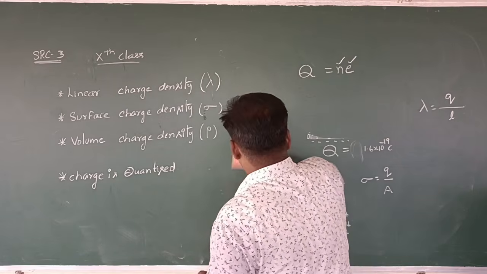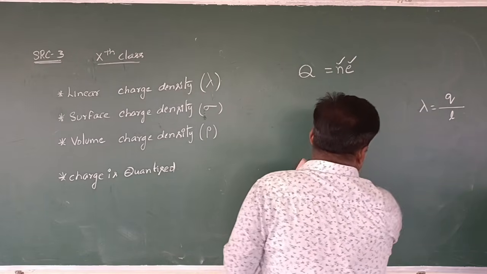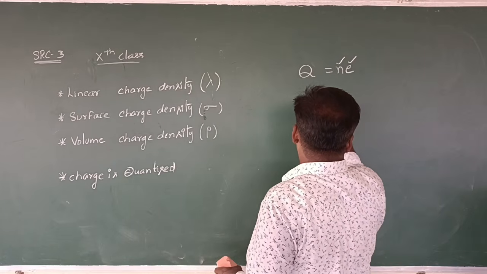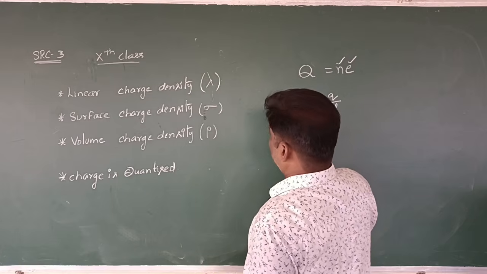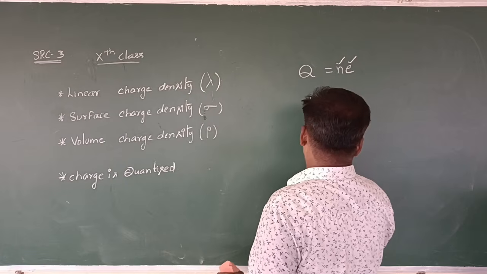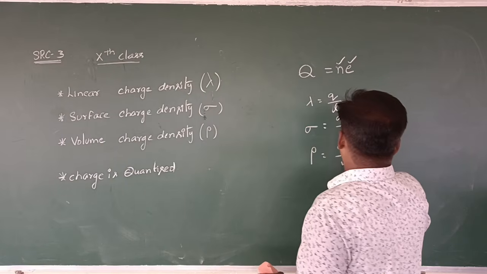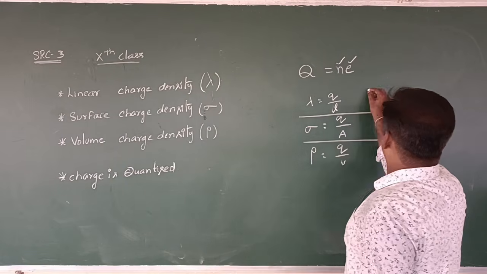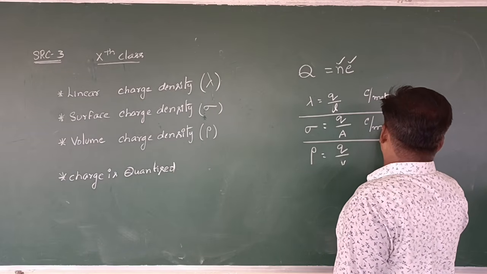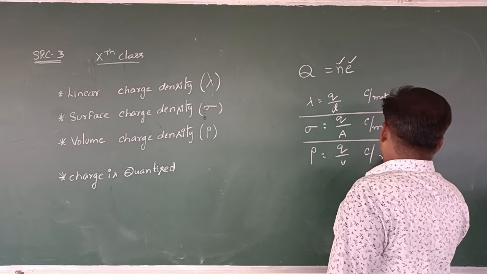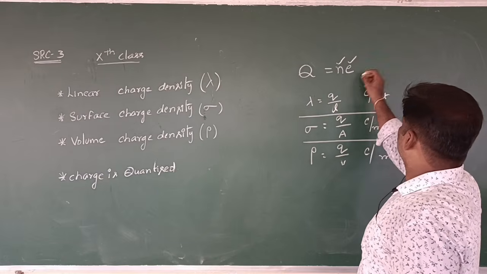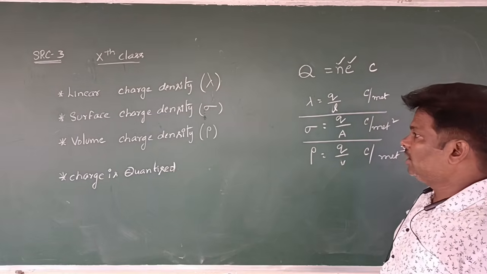Charge is quantized, that is Q is equal to n e, and linear charge density lambda is equal to Q by L, and surface charge density sigma is equal to Q by surface area, and rho is the volume charge density, Q by volume. The unit of this one is Coulomb per meter, and this is Coulomb per meter square. How easy it is. Coulomb per meter cube, and Q is equal to number of electrons times e. It is only Coulomb. The unit of this one is a Coulomb.